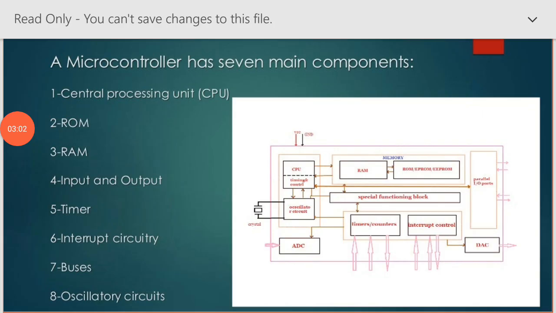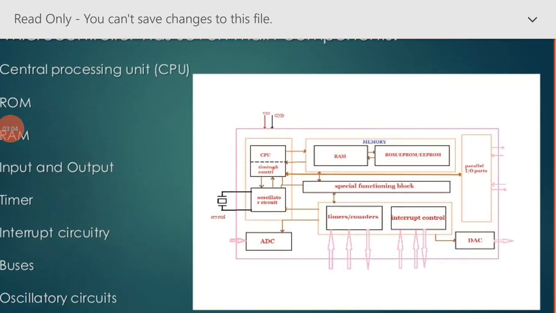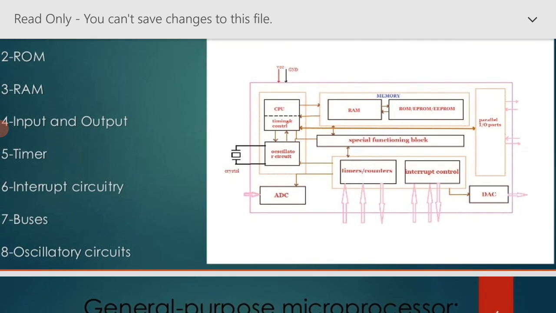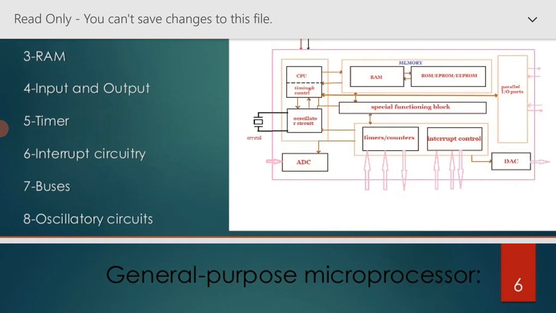The main components of a microcontroller are shown in the slide. First is the special functioning block, the RAM, which is connected to the ROM, EEPROM. The timers or counters are connected to the special functioning block, interrupt control, parallel IO ports, DAC (digital to analog converter), ADC (analog to digital converter), CPU (central processing unit), timing and control, and oscillator circuit. The crystal is connected to the oscillator circuit.